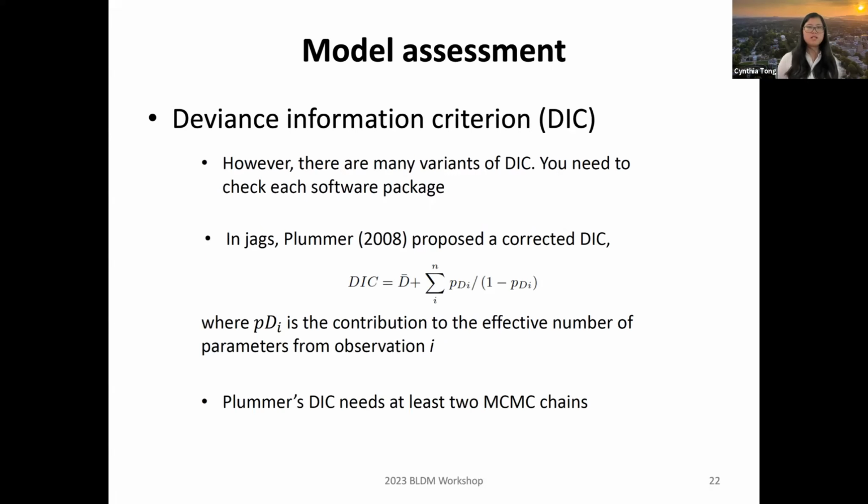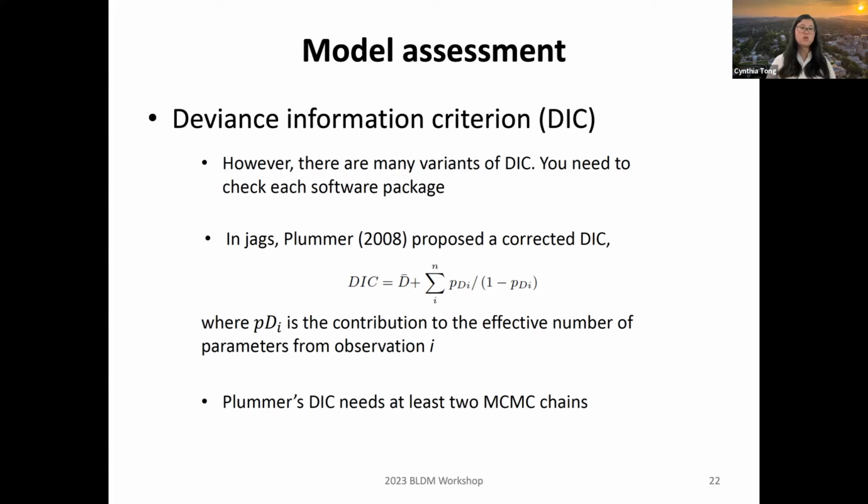However, there are many variants of DIC, and you need to check each software package to make sure you know how DIC is calculated for different software. Like in JAGS that we're going to use in the practice session, Plummer, who developed JAGS, proposed a corrected DIC, and that is defined in this equation. And Plummer's DIC actually needs at least 2 MCMC chains. So if you want to get DIC values in the rjags package, you have to specify 2 Markov chains with 2 sets of starting values, and then the package can give you the DIC value.